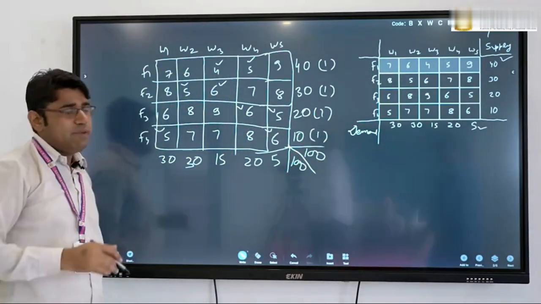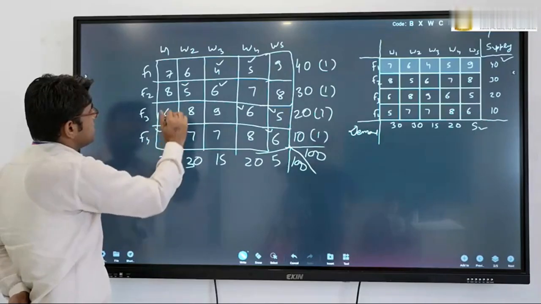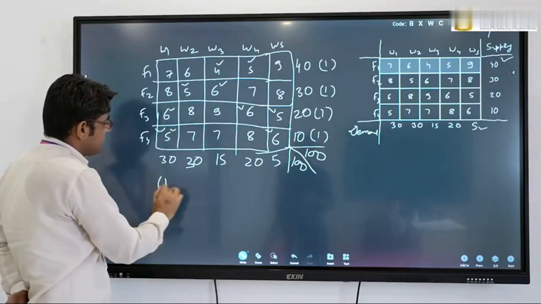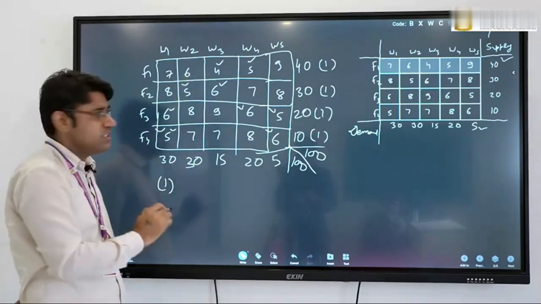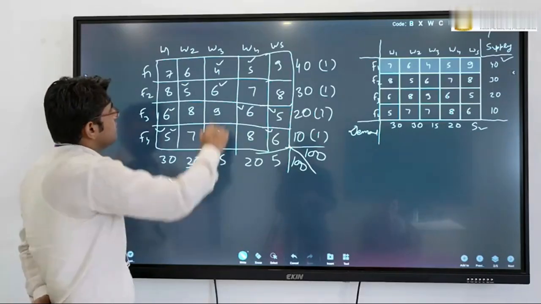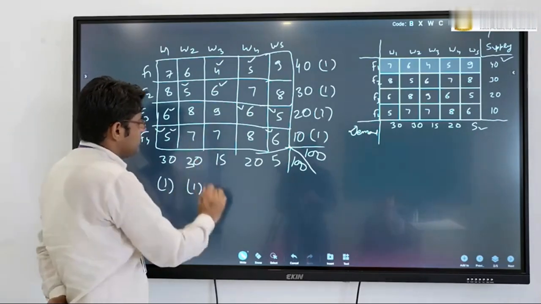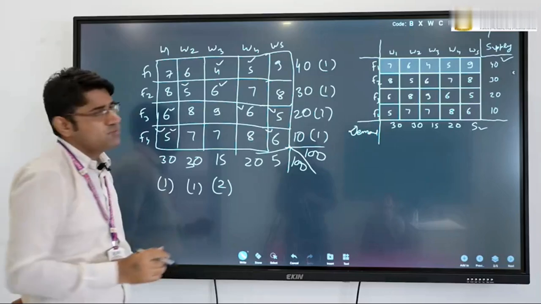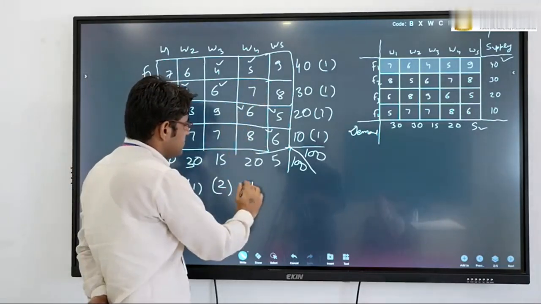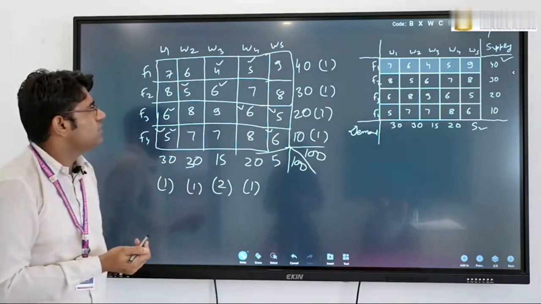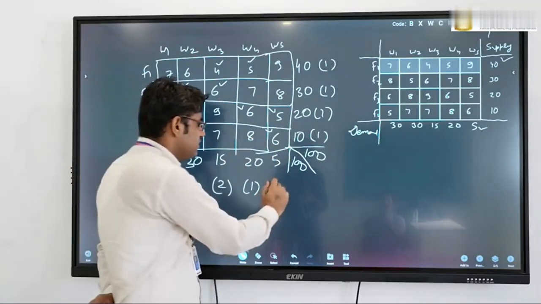Now we find the penalties of columns. In first column smallest is 5 and second smallest is 6. Difference is 1. In second column smallest is 5 and second smallest is 6, so the difference is 1. And third column smallest is 4 and second smallest 6, so the difference is 2. And fourth column smallest is 5 and second smallest 6, so the difference is 1. And last column smallest is 5 and second smallest is 6, so the difference is 1.